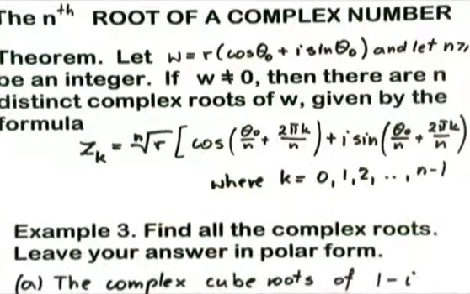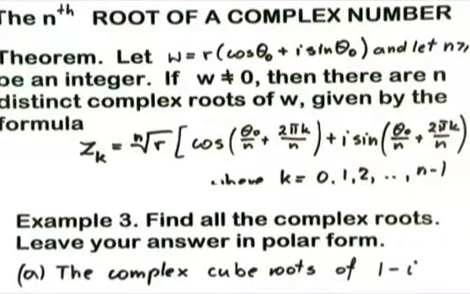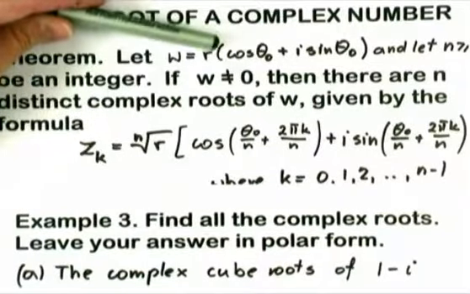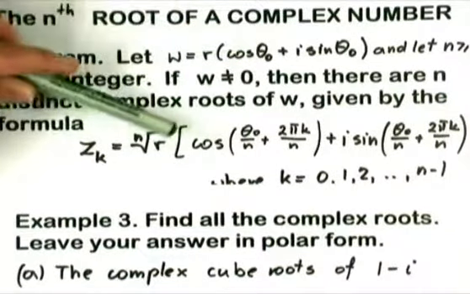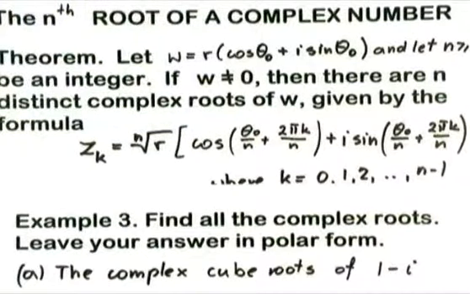So now we have an example that we would like to apply that formula. Find all the complex roots. Leave your answer in polar form. The complex cube roots of 1 minus I. So first we need to write this number in polar form, in this form, r cos theta, and then we can take the complex roots. So first we're going to write this in polar form.